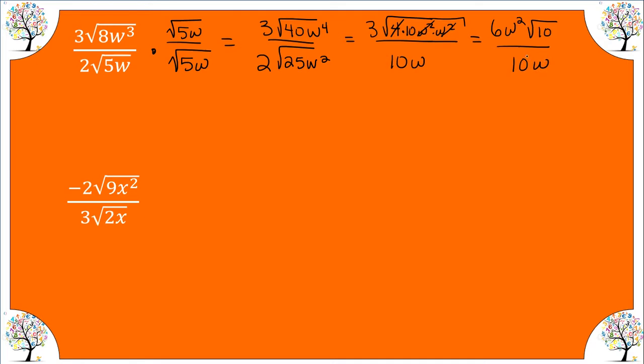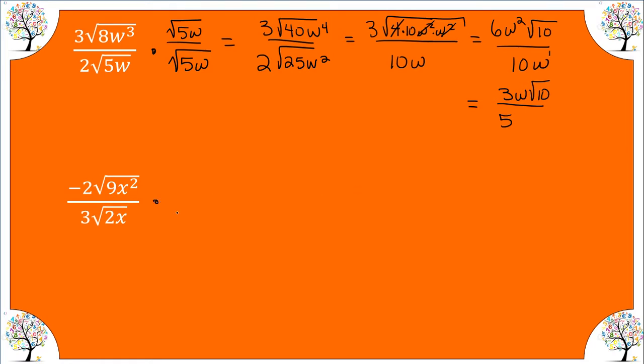Now, let's look at this. These are the coefficients. These are like components. So I can simplify here, and we need to. 2 can divide into each 6 and 10. So we get 3, and 2 into 10 is 5. W squared over W gives us just W. Remember, subtract 2 minus 1, and then radical 10. And you're good to go.